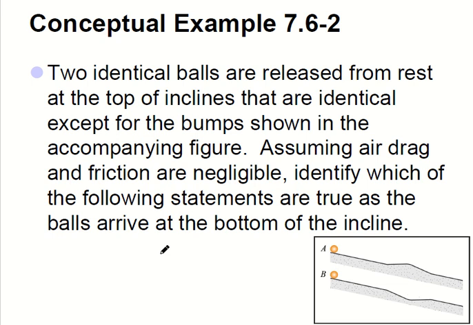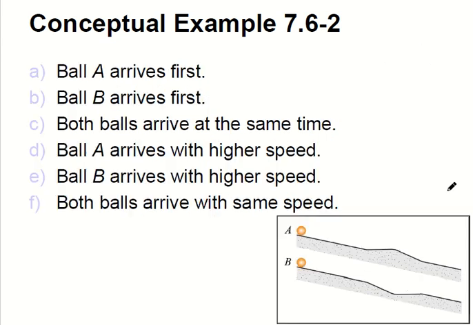So two identical balls are released from rest at the top of an incline. They're identical except for the bump here. So your bumps are shown in the accompanying figure, this guy. We're going to assume air drag and friction are negligible. Identify which of the following statements are true as the balls arrive at the bottom of the incline. So we have these. Alright, so the very first one is ball A, and it says it's going to arrive first.